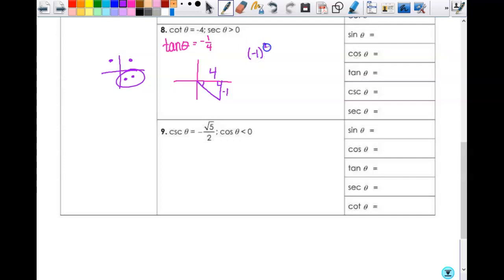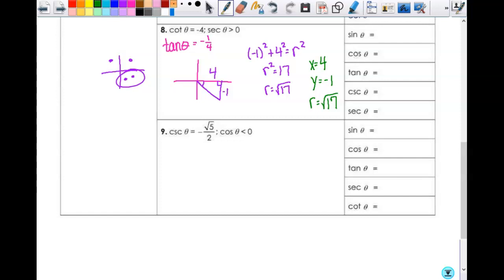So -1 squared plus 4 squared equals r squared. That's going to give me 17. R is the square root of 17. So x is equal to 4, y is equal to -1, and r is the square root of 17. Everybody okay with that? Then we just have to fill them in.